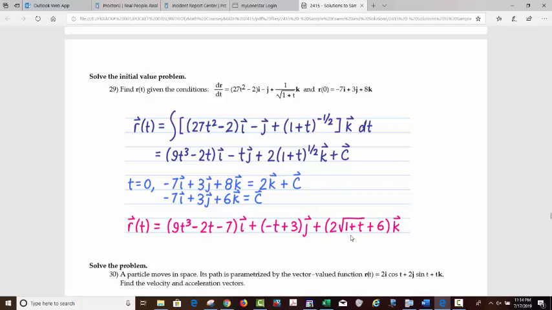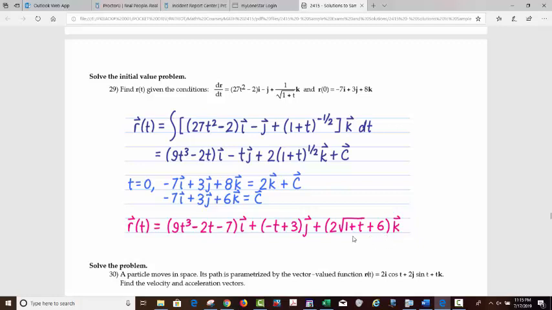And then for the last one, I have the 2t. I don't know why I changed it back to radical. It doesn't matter whether it's a radical or not. But anyway, that part's here, and then I have a 6k. So I would put 2 square root of 1 plus t plus 6 as my k component.